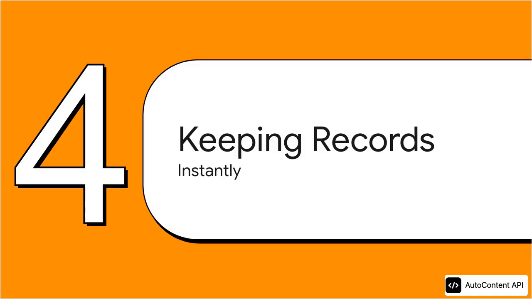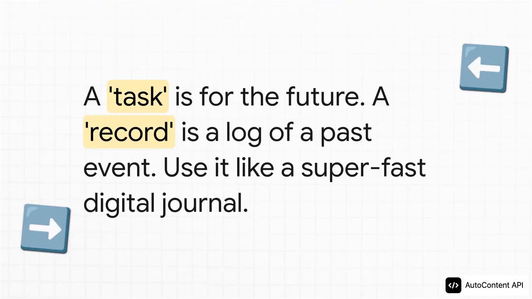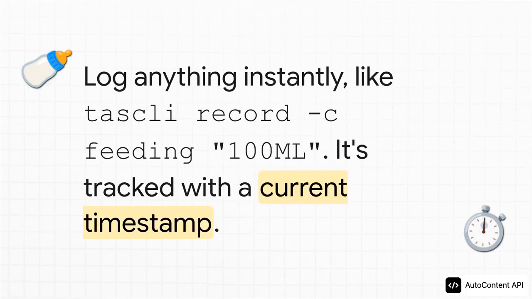And for that, we have something called records. Now, this is a really important difference. A task is a to-do for the future. A record is just a note about something that's already happened. It's like having a lightning-fast digital journal right in your terminal. So you could use this for anything, right? Like logging when you fed the baby or what you did at the gym. You just type record, give it a category, like feeding, and then the details. The second you hit enter, it's saved with the exact time.